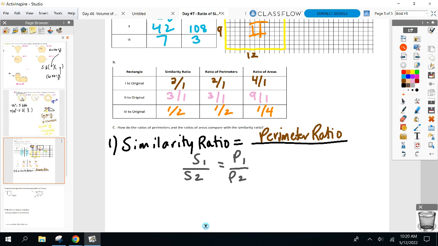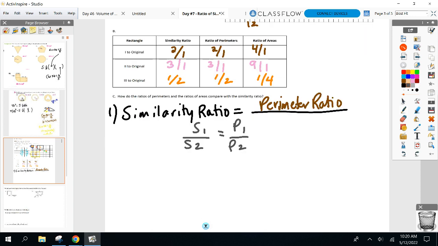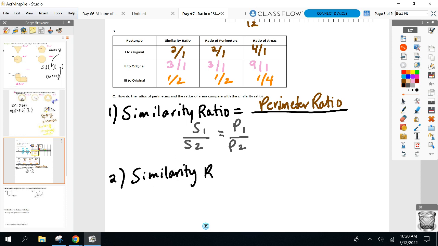Ooh, you ready? Different story for area though, right? Here you go. Let's see if anybody can figure this one out. If I know the similarity ratio, I'm going to write something that's incorrect right now, and you tell me how to fix it. That is not a true statement. You got to look at your chart. 1/2 to 1/4, 3 to 1, 9 to 1. They're not ever equal to each other. I need to adjust this somehow so they are equal.